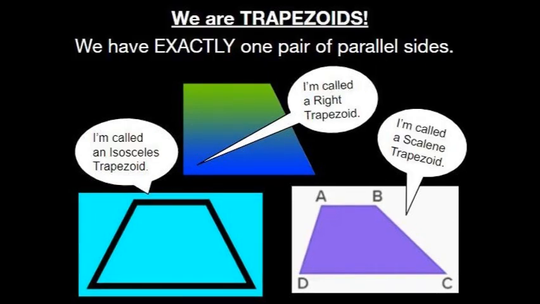Okay, do you know what they're called? They're called trapezoids. And they even use some of that triangle language we learned from the other day: isosceles, right, and scalene. Kind of cool. Trapezoids are in a league of their own. They're totally unique.